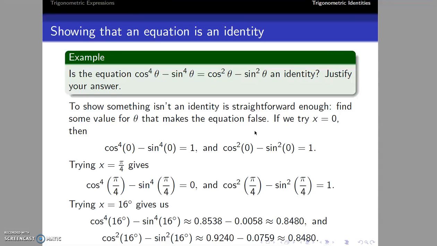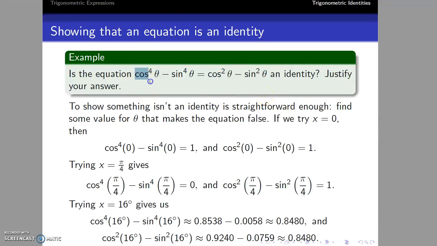Here's an example of what I want us to start looking at. Is the equation cosine to the fourth of theta minus sine to the fourth of theta equal to cosine squared theta minus sine squared theta? It's actually going to be something very similar to what we looked at in the last class. But at first glance, just looking at it as is, maybe our intuition is going to tell us there is no way this can always be true.